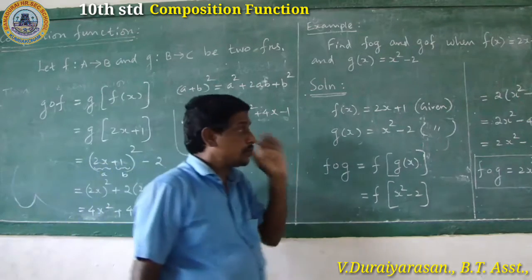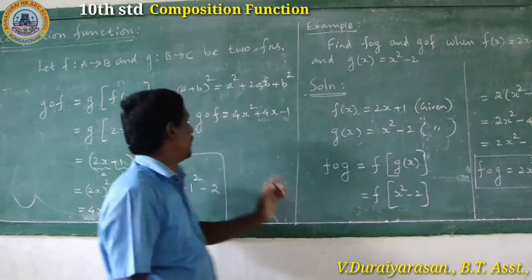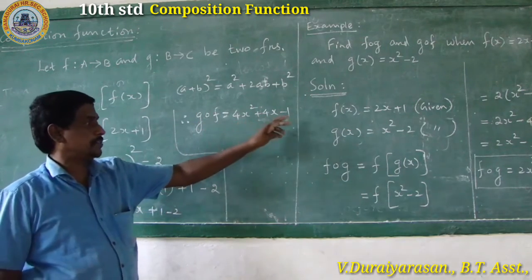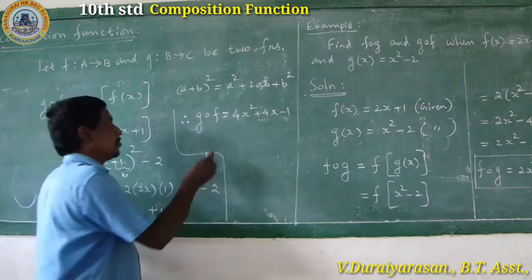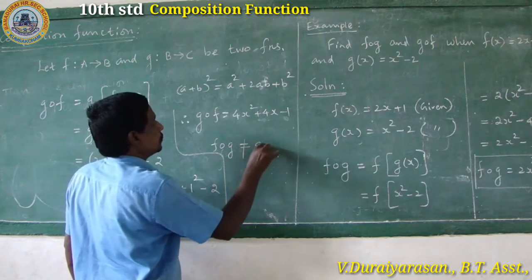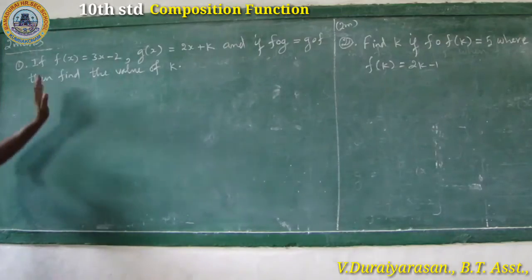What is your conclusion? f composite g is equal to 2x square minus 3. g composite f is equal to 4x square plus 4x minus 1. So what is your conclusion? f composite g is not equal to g composite f. That's all. Next, 2 more questions.